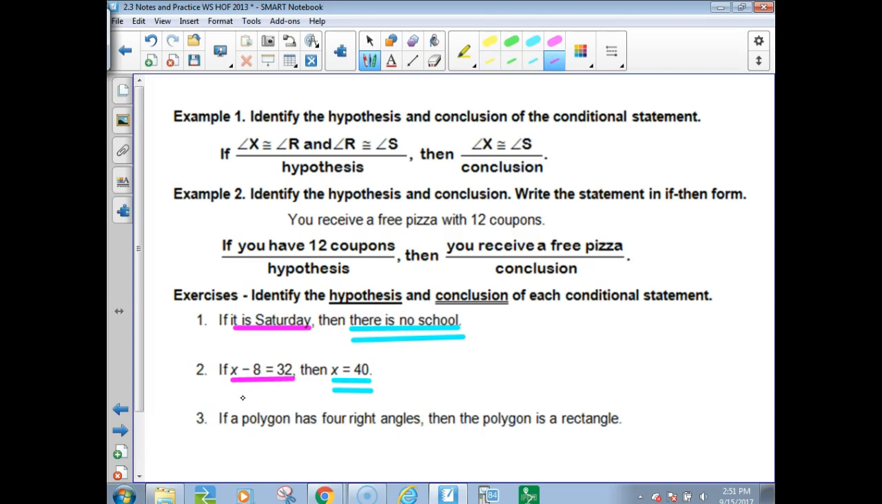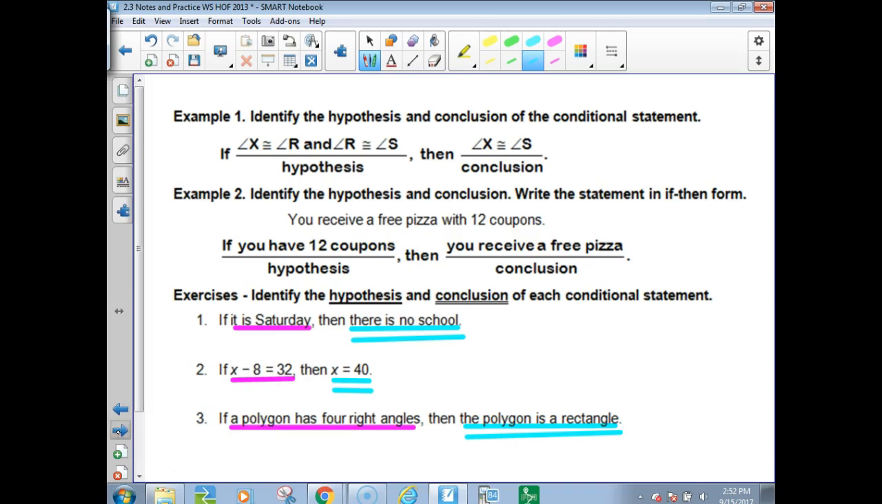Okay, and finally, if a polygon has 4 right angles, then the polygon is a rectangle. The hypothesis is a polygon has 4 right angles. The conclusion, it is a rectangle. Well, the polygon doesn't have to be a rectangle. It could have been something else. It could have been a square. But we aren't talking about truth value yet.